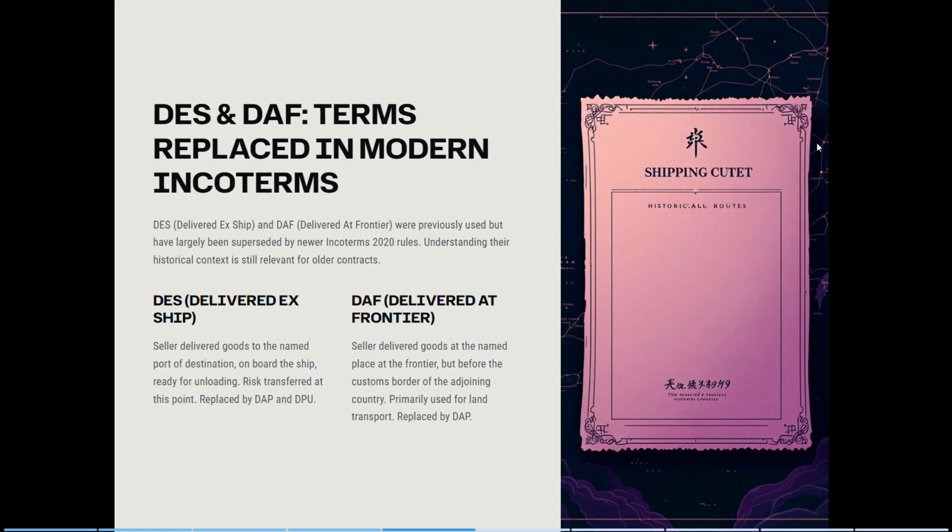DES and DAF are older Incoterms that have been largely replaced in Incoterms 2020. DES, or Delivered Ex Ship, means that the seller delivers goods on board the ship at the destination port, ready for unloading. DAF, or Delivered at Frontier, refers to delivery at the border point before import customs clearance. While no longer used, understanding these terms is still useful when dealing with older contracts.